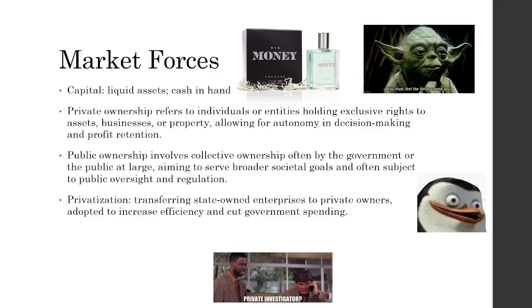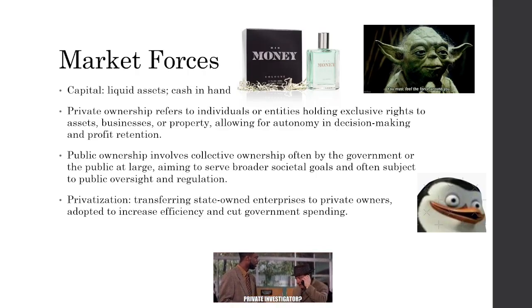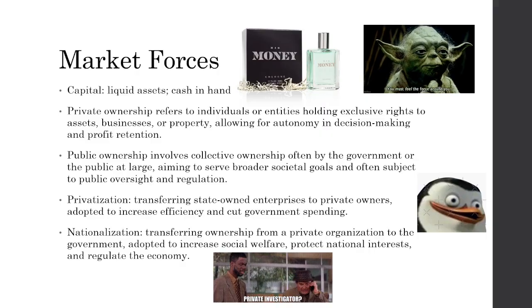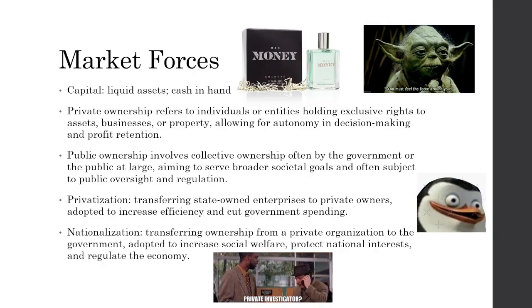And privatization is the process where these public companies, these state-owned enterprises, are transferred to private owners, individuals. And this is typically done to increase the efficiency of these enterprises, as well as cut government spending. So they're no longer spending money on the labor and methods to exercise these enterprises. Now, nationalization is the opposite of privatization. You're transferring ownership from a private group of people, a private person, a private organization, to the government, to this public entity. And this is typically done to increase the overall social welfare of the entire country, because the federal government oversees the entire country, as well as to protect national interests and regulate the overall economy of the country.